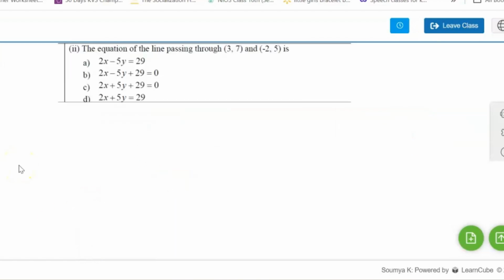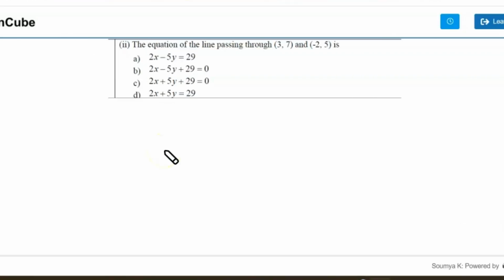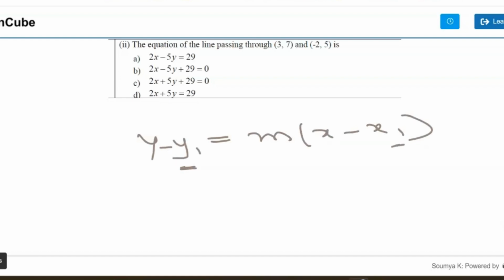This is the next question, the second one. The equation of the line passing through 2 points is given, and you have to find out the equation. So how to do this? This requires a formula that we have to learn while reading the chapter. If you see here, 2 points are given. The simplest form of the equation is y minus y1 equal to m times x minus x1. What does it mean? y1 and x1 stand for the first coordinate, and m stands for slope. You have to find out the slope of this particular line.